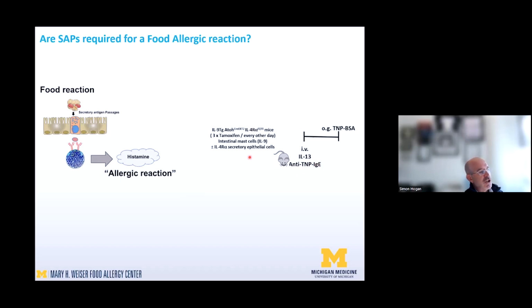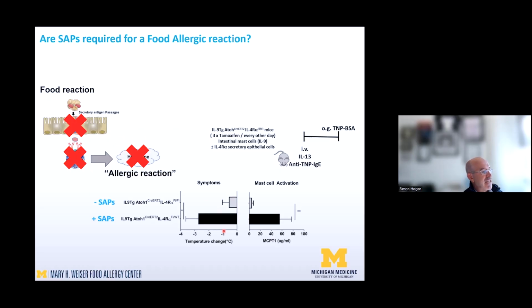And the way we did this is we genetically engineered mice that essentially were not able to activate SAPs. So there was no secretory antigen passages in these mice. And what we predicted was if we block these secretory antigen passages, we should block antigen movement across the epithelium, block mast cell activation, and thus block a food allergic reaction. And indeed, that's what happens.